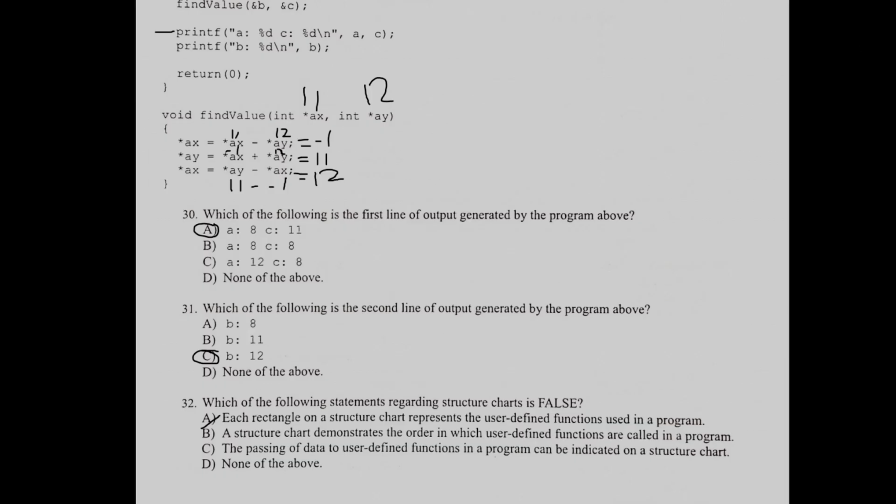B. A structure chart demonstrates the order in which user-defined functions are called in a program. That's true. You use it to figure out the order of your functions. C. The passing of data to user-defined functions in a program can be indicated on a structure chart. That's also true. You can write down what data you're going to be passing. So the correct answer to 32 is D, none of the above.